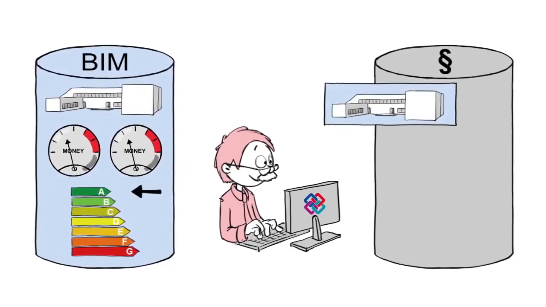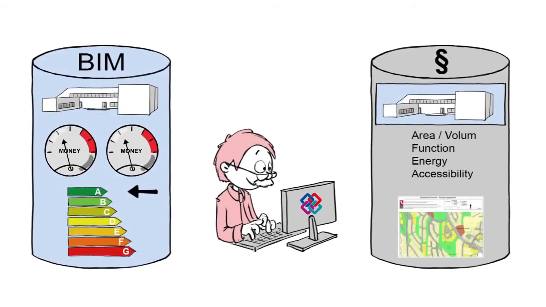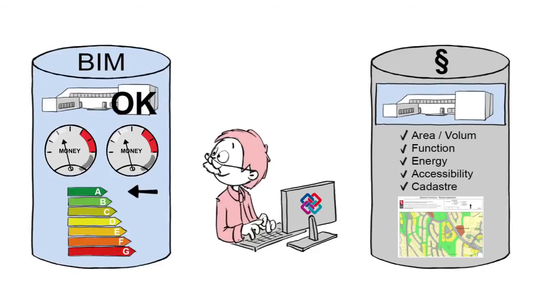The BIM is sent to the local building authorities to get a building permit. The authority's BIM server automatically checks the building and approves the project.